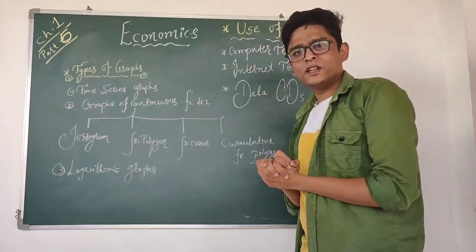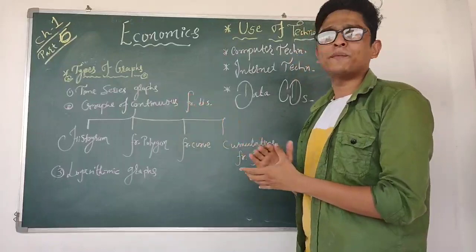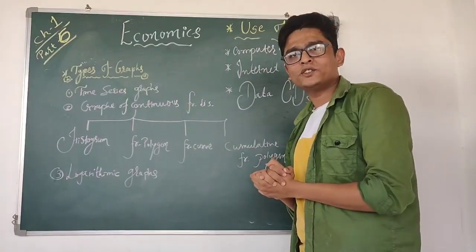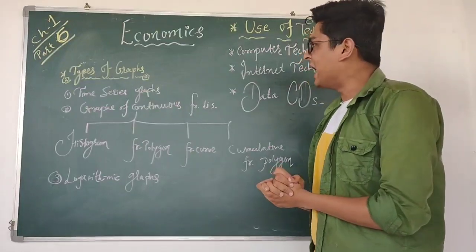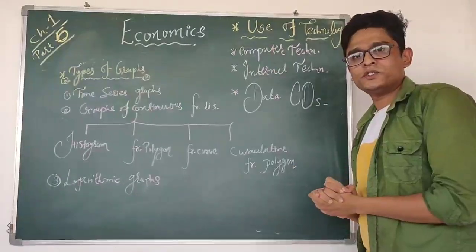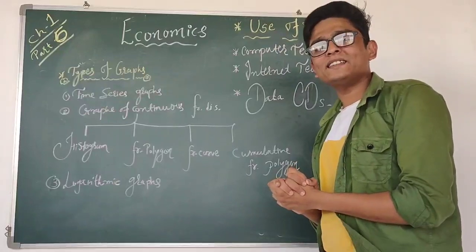So students, this is the end of our chapter number 1, graphs in economics. We have discussed all the 5 main graphs in this chapter and about technology. So you have to practice this at home.